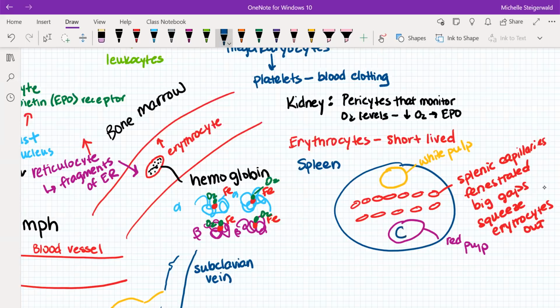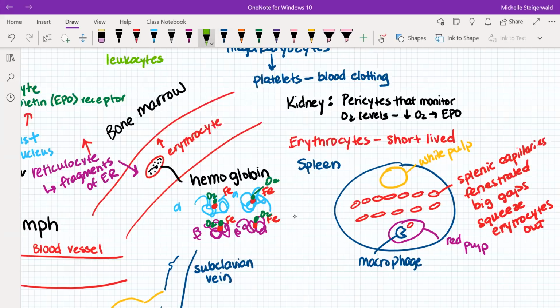Okay, these are Pac-Man. That's a terrible Pac-Man, but that's a macrophage, a big eater that just goes around gobbling things up. So you get these erythrocytes, they get pushed out and put into the red pulp, and the macrophage is going to check it out.